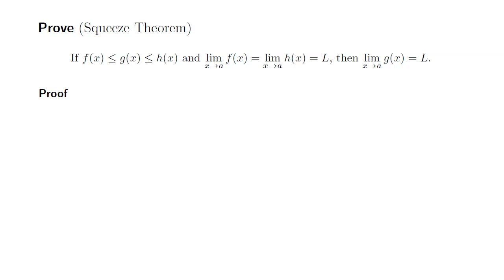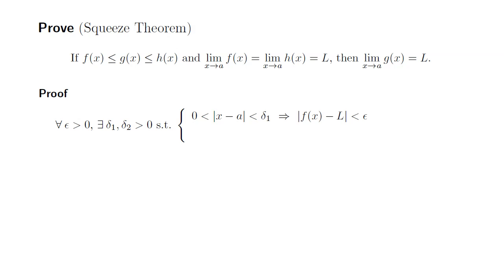Right, so let's try to prove this. Since we know that f(x) and h(x) both converge to L, let's write the definition. For all epsilon greater than 0, there exist delta 1 and delta 2 greater than 0 such that, since f(x) converges to L, as long as the distance between x and a is strictly between 0 and delta 1, we can make sure that the distance between f(x) and L is less than epsilon.